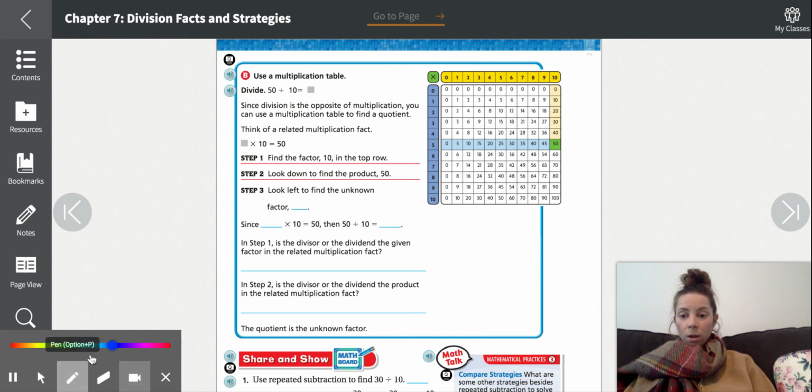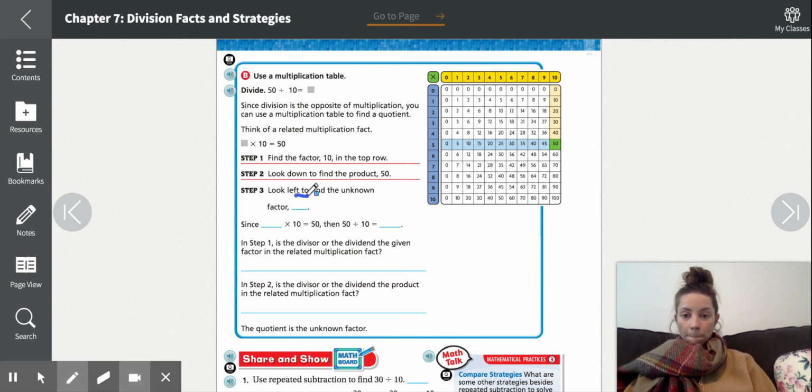Let's get my pen working here. There we go. So since 5 times 10 equals 50, then 50 divided by 10 equals 5.